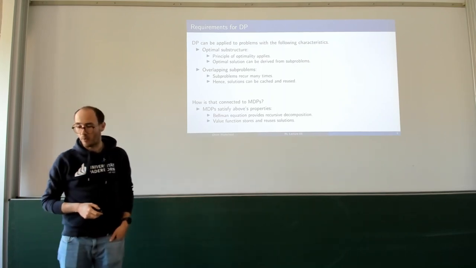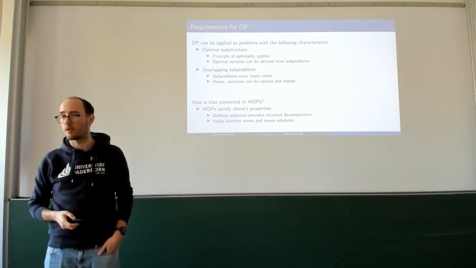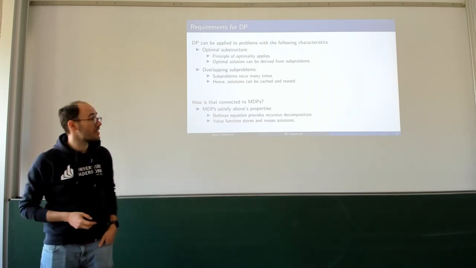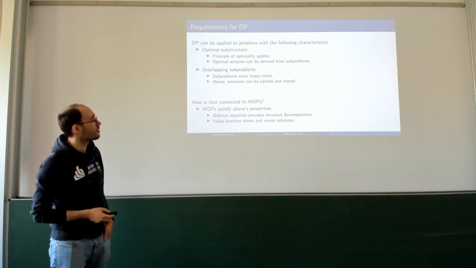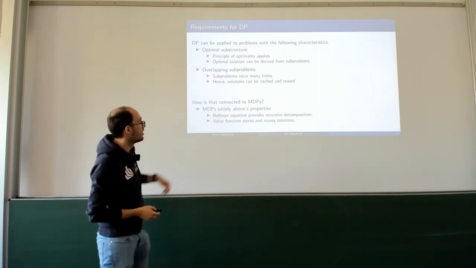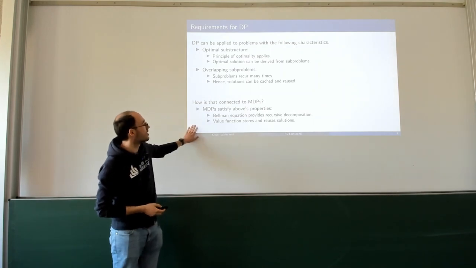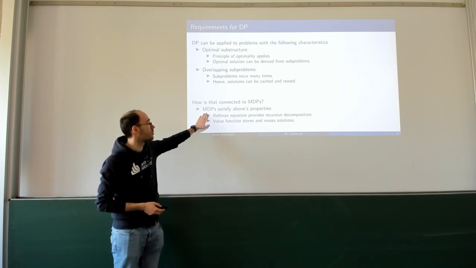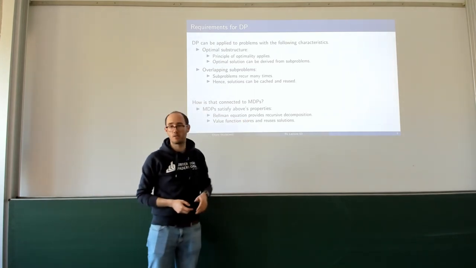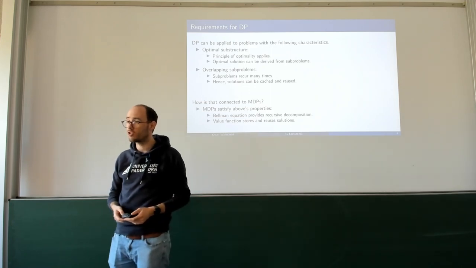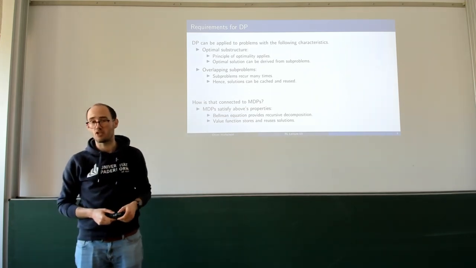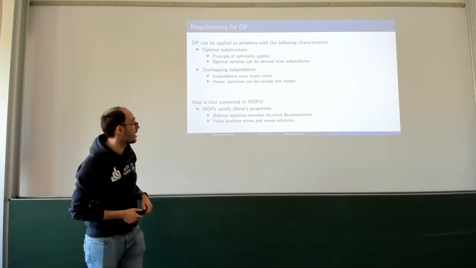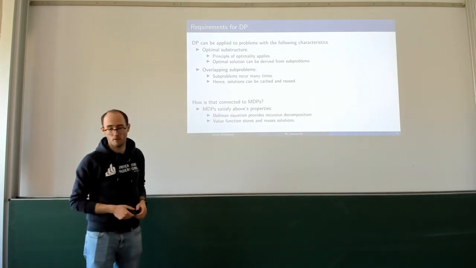How are these requirements for applying dynamic programming related to Markov decision problems? It is basically just a short summary of what we have introduced for Markov decision problems, because MDPs fully satisfy these two properties. We have the Bellman equation, which is part of the MDP formulation, which provides this recursive decomposition by the state values and state action values. So the state and state action values basically do this recaching of sub-solutions for us, and the value functions store this information for us.